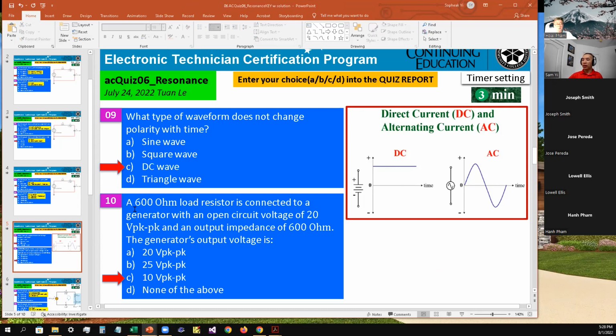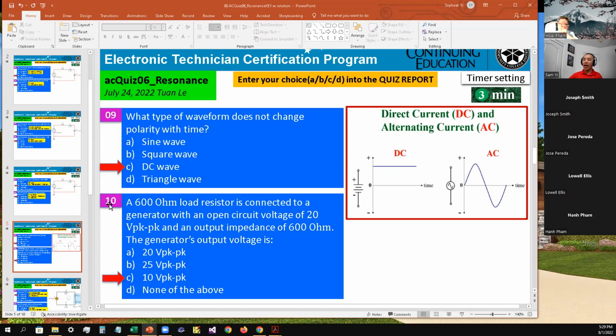A 600 ohm load resistor is connected to a generator with an open circuit voltage of 20 volts peak to peak and an output impedance of 600 ohms. So you have two resistances, one is the 600 ohms on the generator and one is the load. This 20 volts would be split between the two resistors, so one will be 10 volts and the other one will be 10 volts. So the answer is C for number 10.